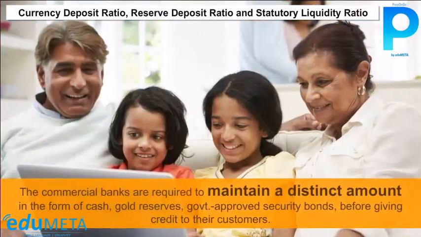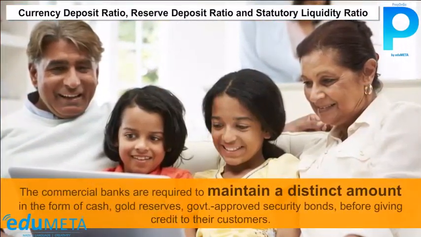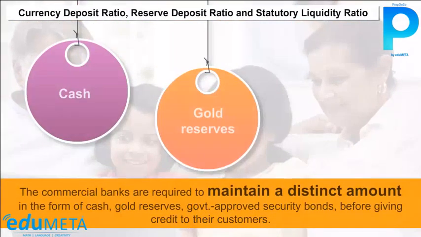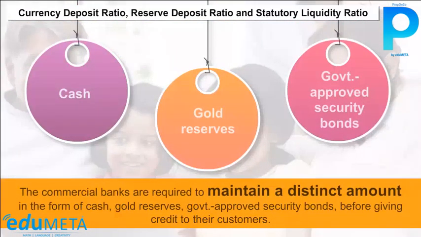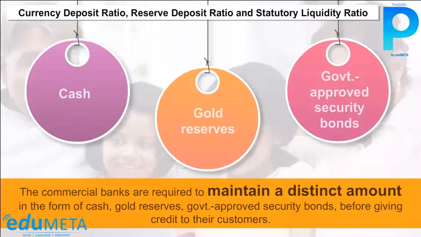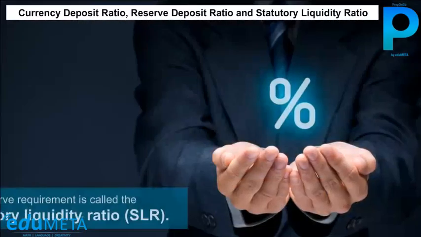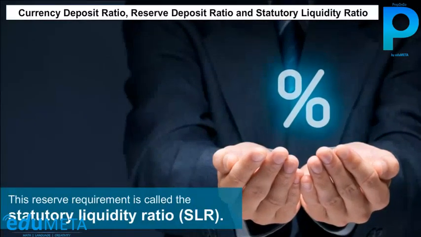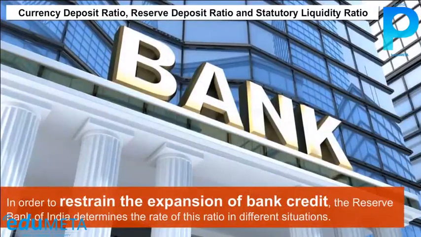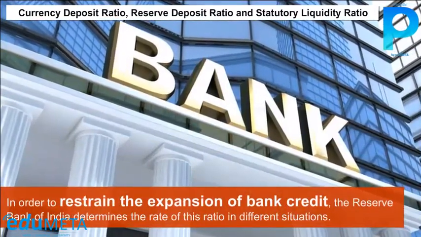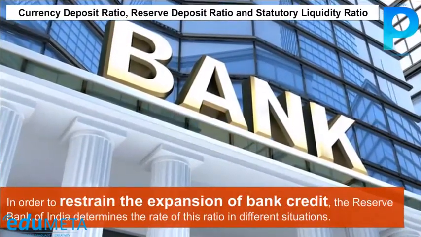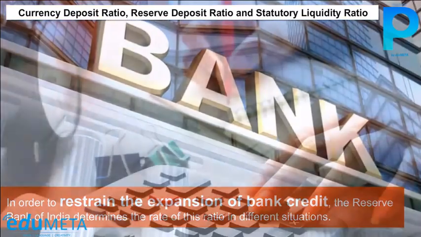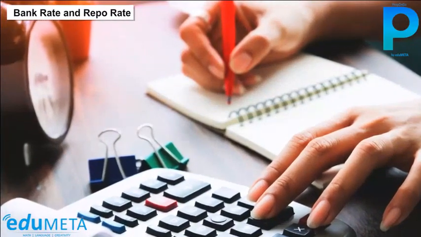In India, the commercial banks are required to maintain a distinct amount in the form of cash, gold reserves, and government-approved security bonds before giving credit to their customers. This reserve requirement is called the Statutory Liquidity Ratio or SLR. In order to restrain the expansion of bank credit, the Reserve Bank of India determines the rate of this ratio in different situations.